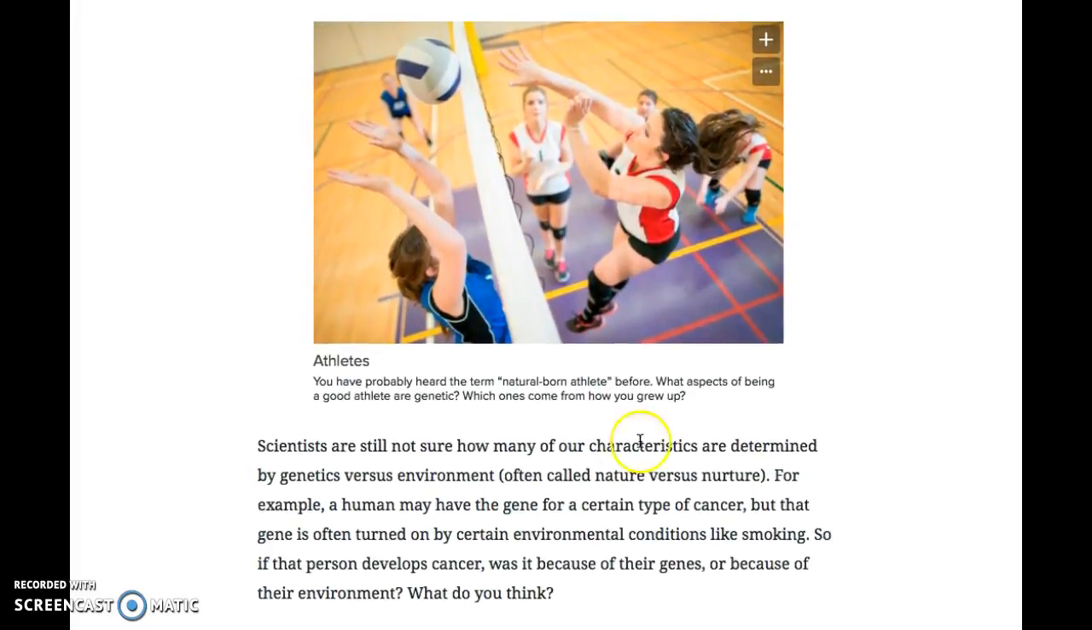So scientists are not entirely sure how many of our characteristics are determined by genes versus the environment. But what do you think? We'll talk a little bit more about this.